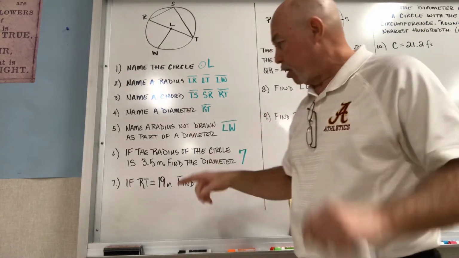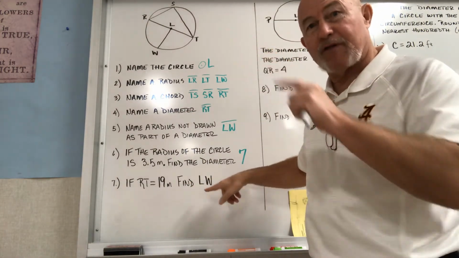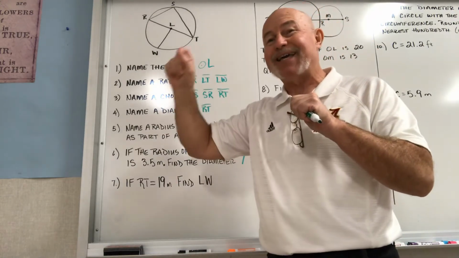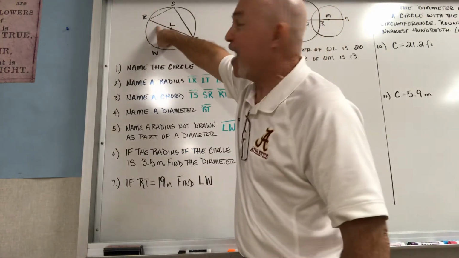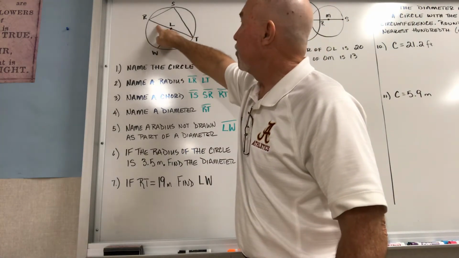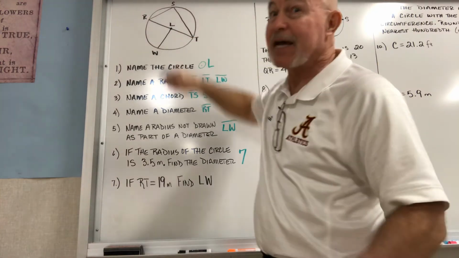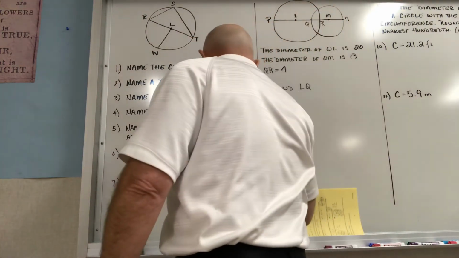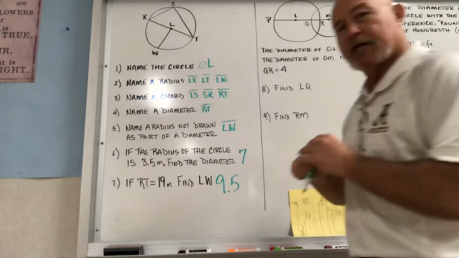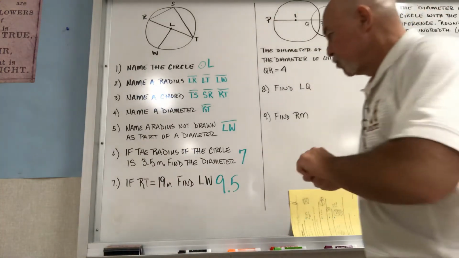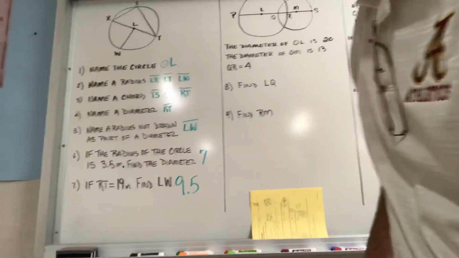If RT is 19, RT is the diameter. LW is a radius. And we've learned that each radii in the circle has the same length. So if that is 19, this is 9.5, that's 9.5, that's 9.5. So that's labeling and just some basic concepts there.